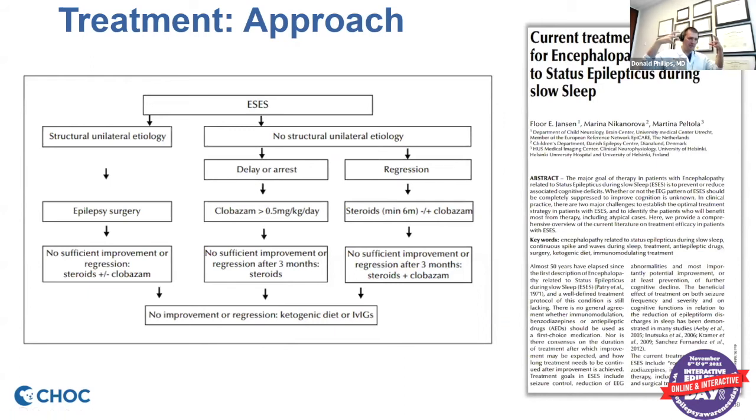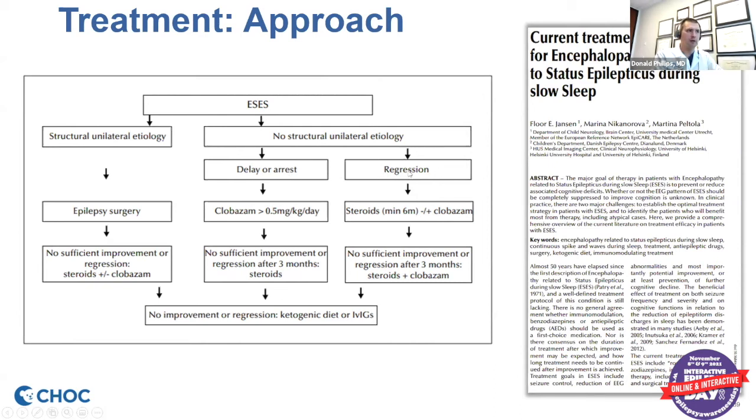So how do we organize this? And how do we make treatment decisions for our individual patients? This chart is an attempt at a kind of a schematic approach from this recent paper here. So it takes all patients with the ESES EEG pattern and says, do they have a structural etiology that is strictly on one side of their brain or not? If they do, we're thinking about epilepsy surgery early if it's warranted, if they're having refractory epilepsy and refractory seizures and other things. If there is no single one-sided structural etiology, they divide this into delay or arrest versus regression.